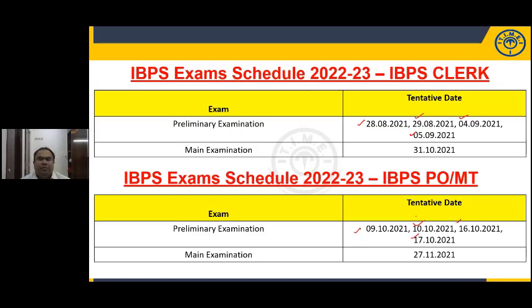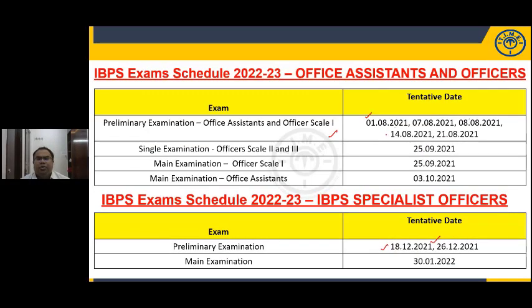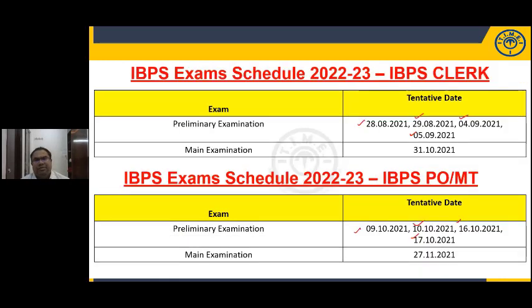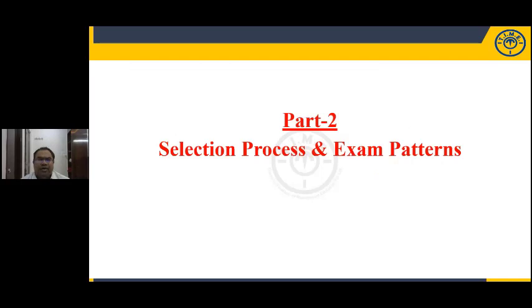IBPS PO exam is in October month, 2nd week, 3rd week. IBPS Clerk last week of August. First 2 weeks of August, you have RRB PO and Clerk. And December 18th and 26th, we have SBI IBPS Specialist Officers. Right, so we will go to part 2, selection process and exam patterns.